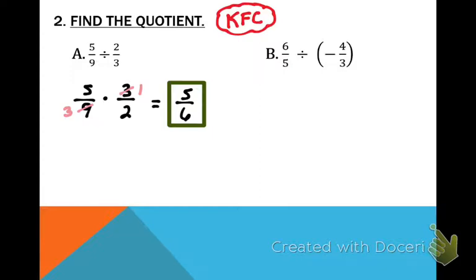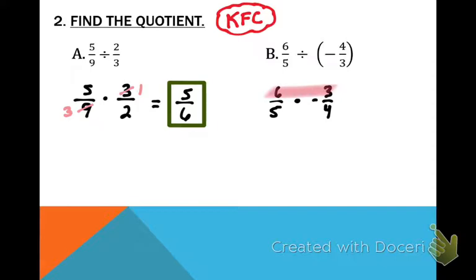Okay, as I just walked around, I saw some correct answers, but some other answers were incorrect. Looking at problem B, is my answer going to be positive or negative? Negative. Some people just put it as a positive. Be careful. Always look for that sign first. KFC: keep the first, flip the second. So this becomes negative 3/4 and change the operation.